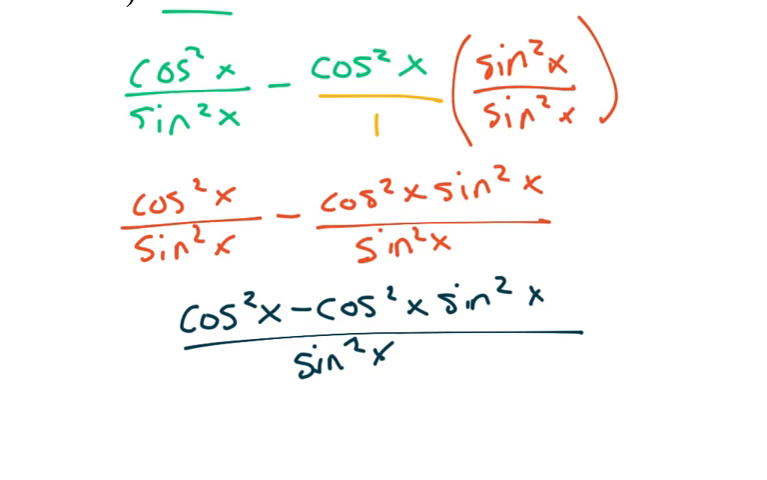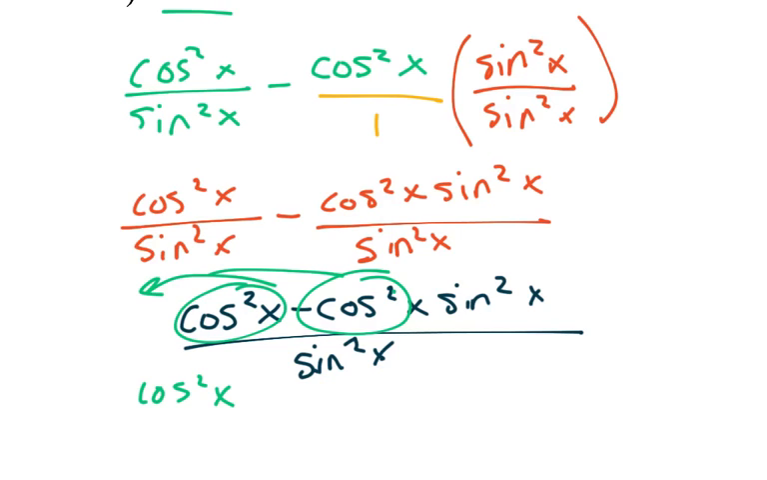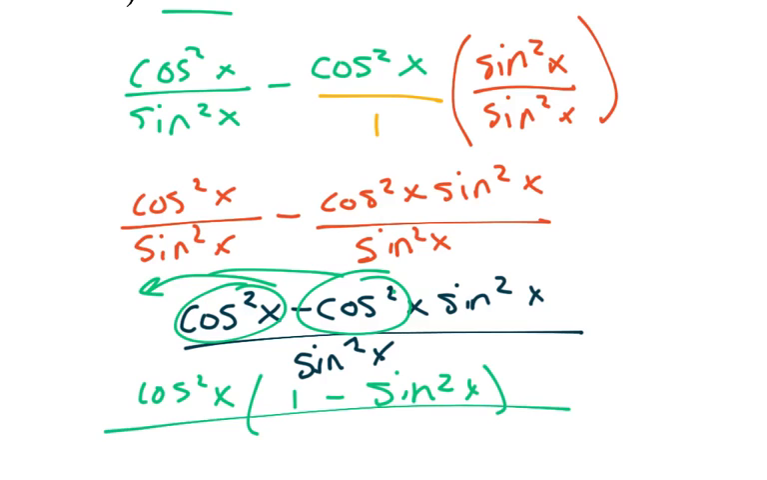Okay. Then hopefully you can realize that in the top I was writing a bunch of cosines, so I'm going to take that cosine out front. And so I'm going to have a cosine squared of x out front, and then a 1 minus sine squared, and then all of that over sine squared of x.